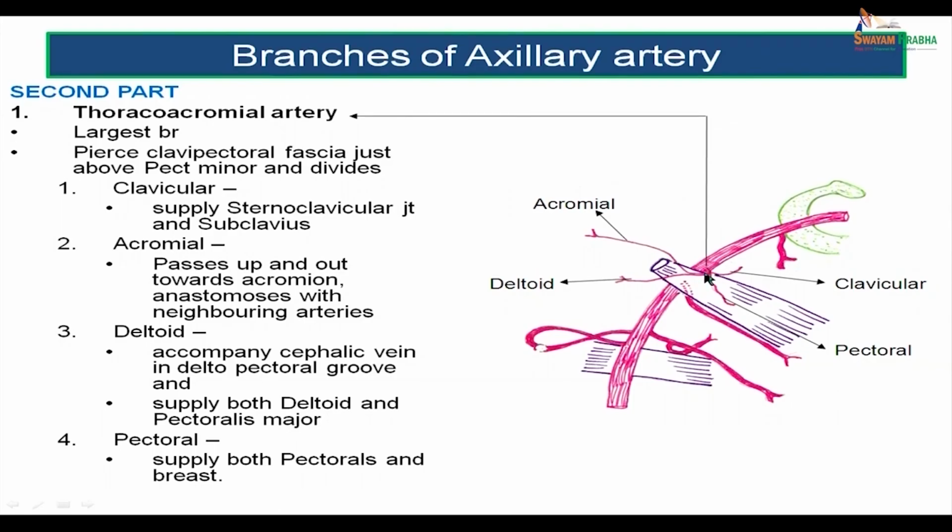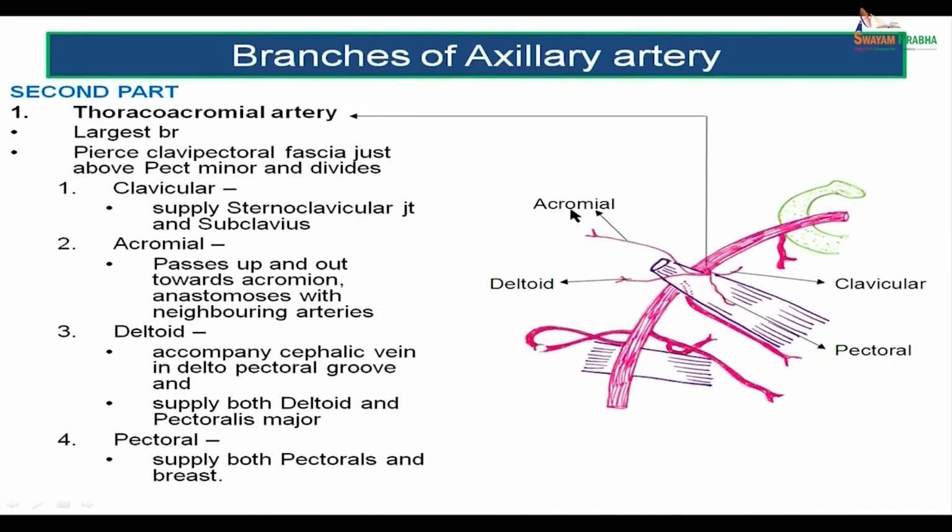It pierces the clavipectoral fascia above pectoralis minor and divides into its four constituent branches: a clavicular branch, a pectoral branch, a deltoid branch and the acromial branch. The clavicular branch, it supplies the sternoclavicular joint and the subclavius muscle.